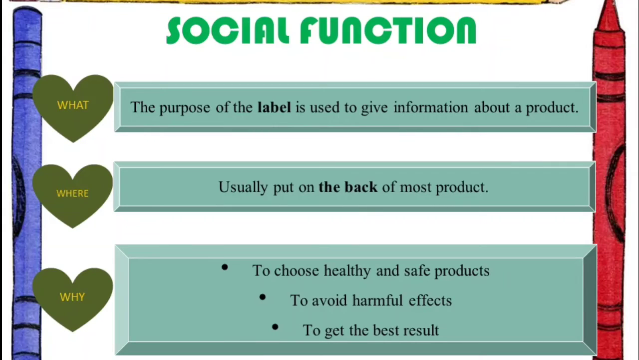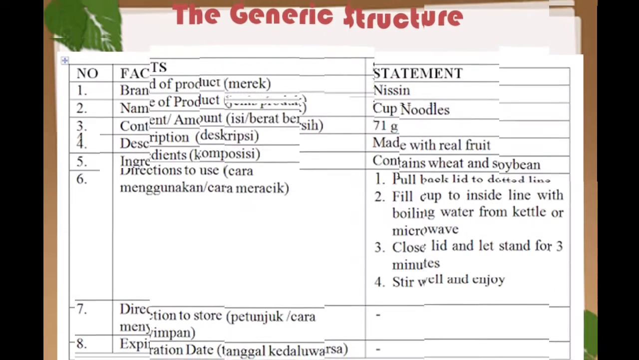What is the purpose of the label? So the label is used to give information about the product. And where do you find it? You usually find it on the back of the product. Why do you have to read the label? It is beneficial for you to read the label to choose healthy and safe products, to avoid harmful effects, and to give the best result.